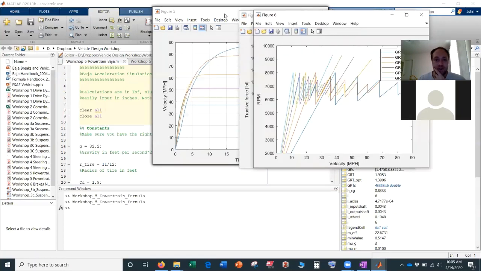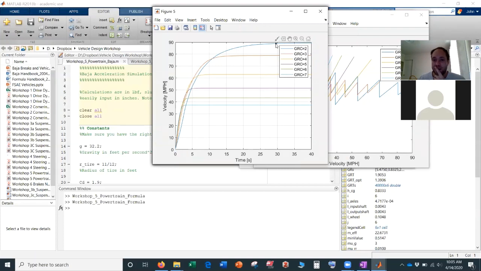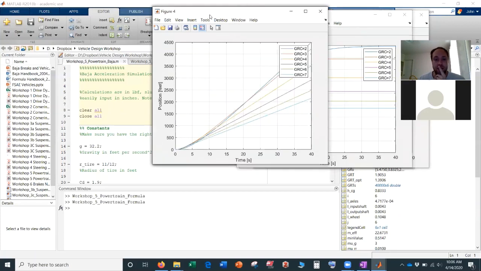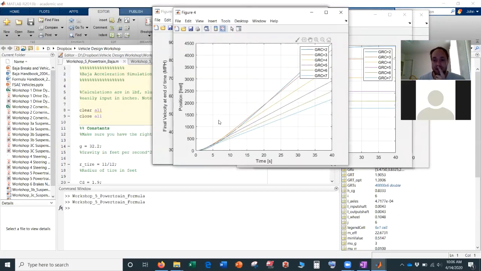See the different shifting. So here we can see a gear ratio of 2. It looks like you're starting to be able to reach your top speed where it's power limited. Here you're not, but you see it takes forever for you to get there, so it's probably not going to be that fast. Yeah, you can see this gear ratio of 2 takes a while to catch up to some of the other ones.